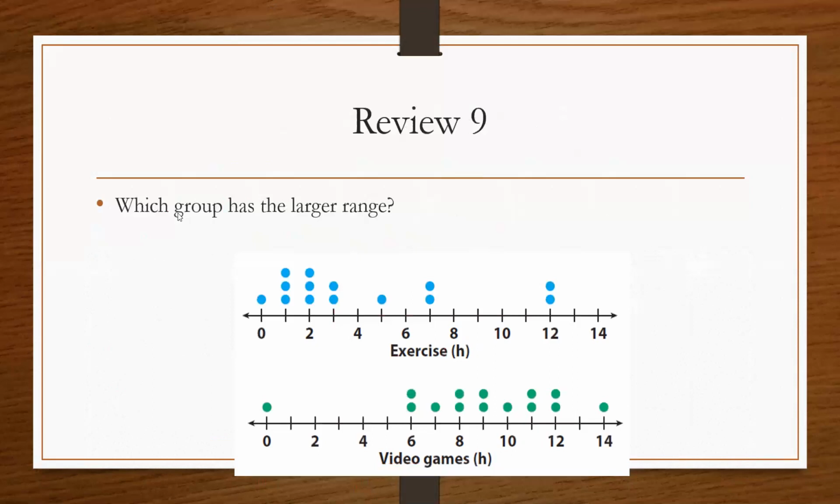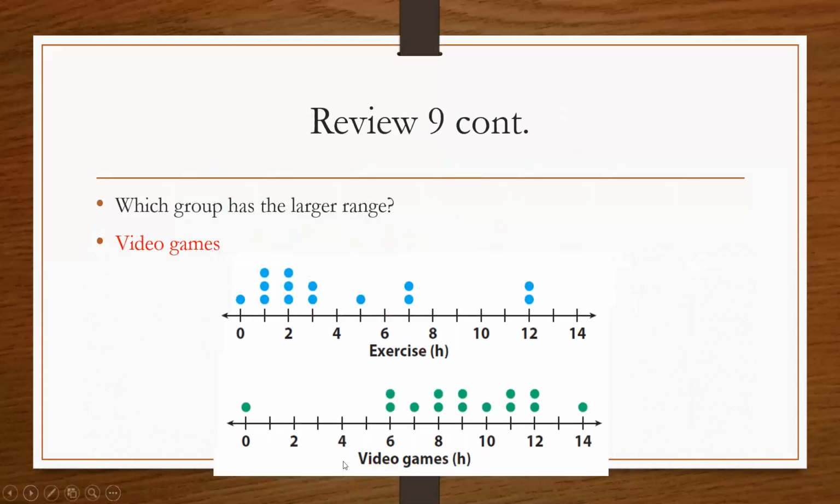All right, way to round out the night. Yep, it's video games because you can see it goes from 0 to 14, whereas exercise only goes from 0 to 12. You're probably going to see graphs like these where it's asking you to compare. Whenever you see side by side graphs, or graphs that have multiple different things, it's going to be asking you to compare. So, just comparing this and the last one, comparing the median, stuff like that. As long as you are familiar with what they're asking, you should be completely fine.